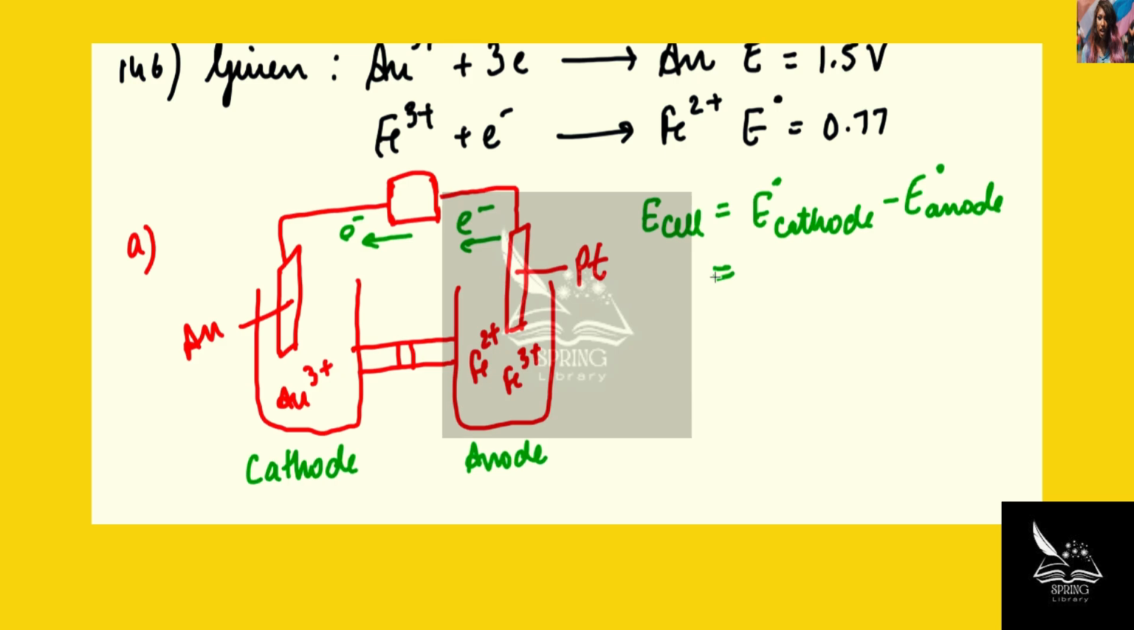So to calculate E cell, I always write E cathode minus E anode, right? So cathode is gold, 1.5 minus 0.77 volts. This gives me 0.73 volts.